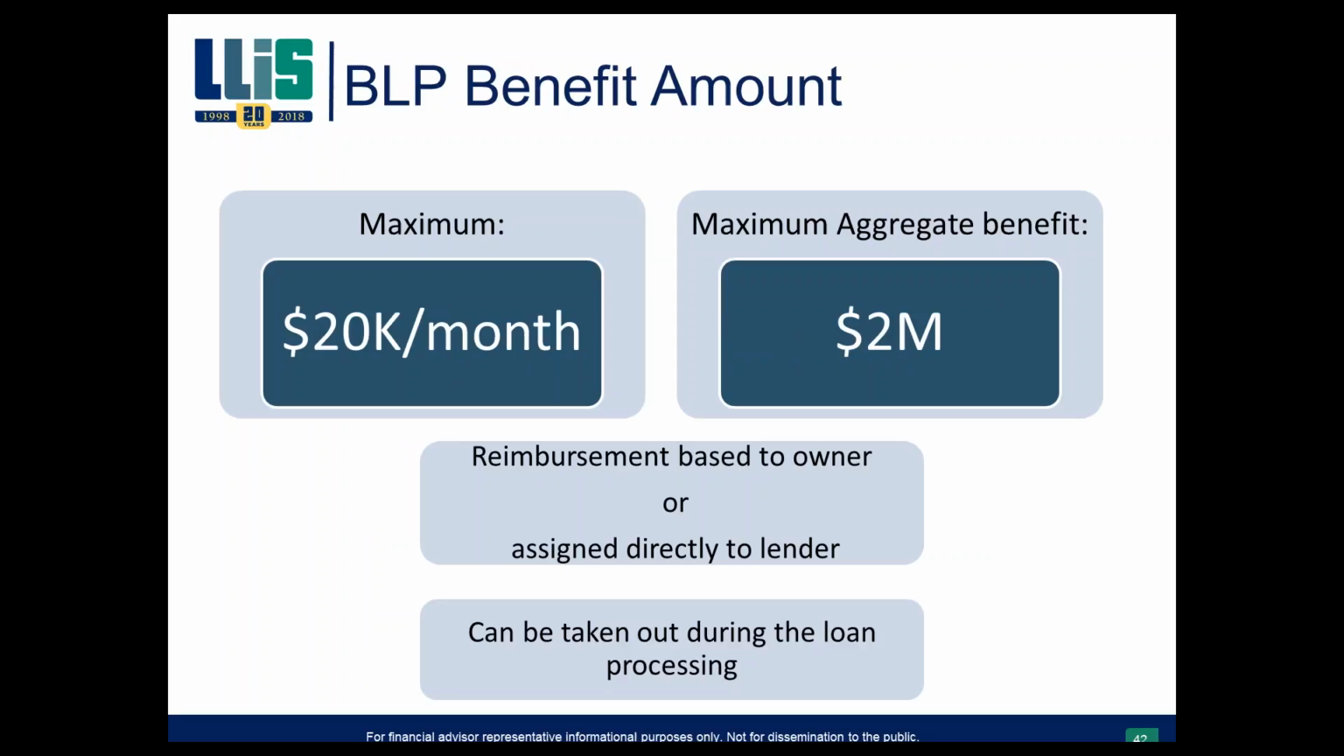And here's the details to it. It could be as much as $20,000 a month or a $2 million loan, including principal and interest. And it can be taken out while the loan is in process. So the nice thing about that is if the lending institution sees that you have the ability to purchase this plan, there's a greater likelihood that they would give you the loan, knowing that they're going to get paid whether you're disabled or not. We would just need to see, if the loan hasn't closed, something that says what the commitment is.